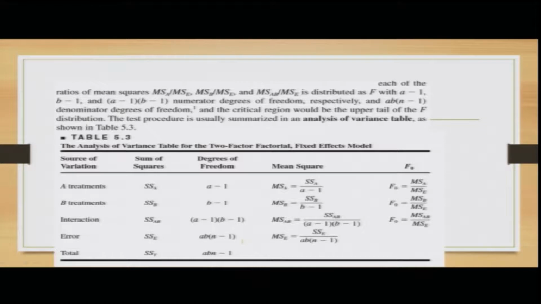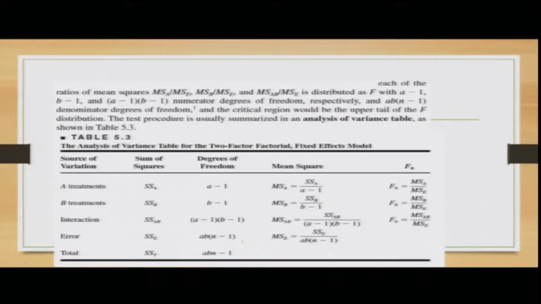And if I find the degrees of freedom corresponding to the error term, let me check. Yes, the degrees of freedom for the error would be, if you remember, as I mentioned, small a into small b in the bracket n minus 1. The test procedure is usually summarized in an analysis of variance chart, as shown in table 5.3. So, what are those? I will just explain.